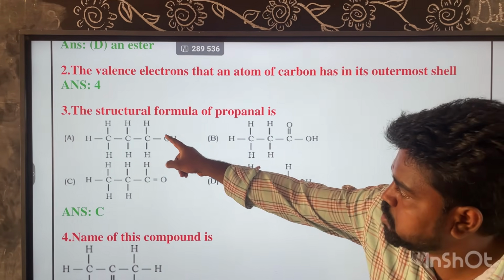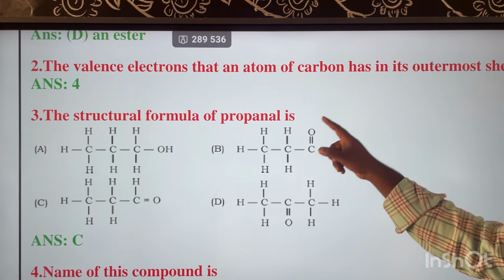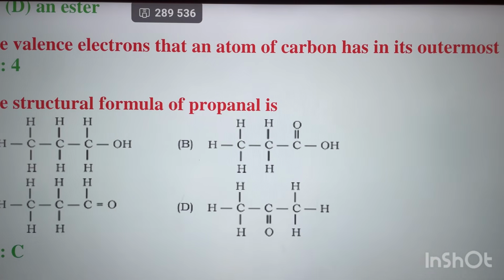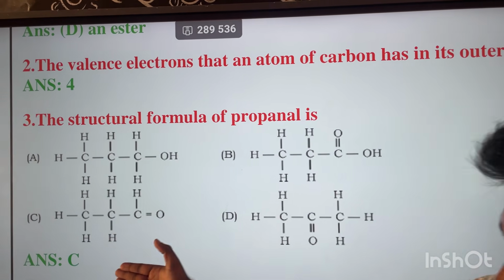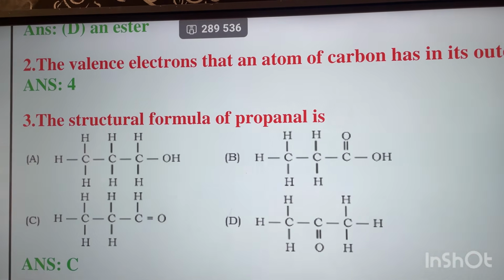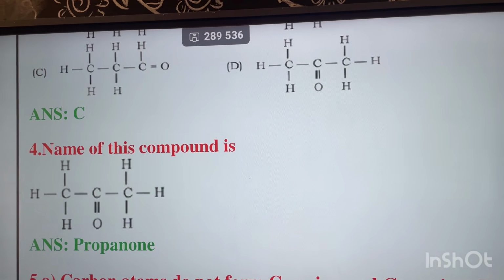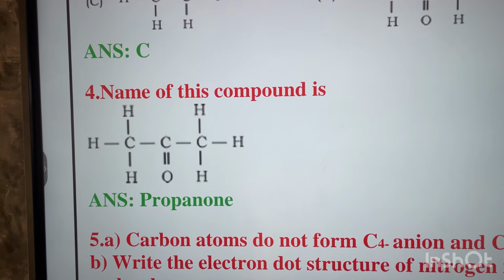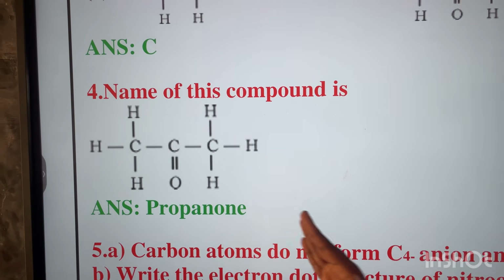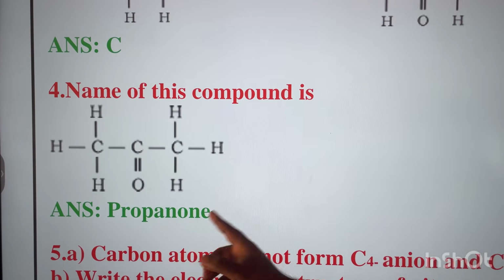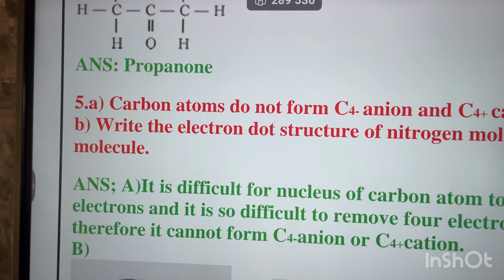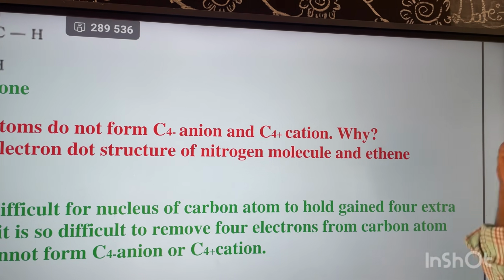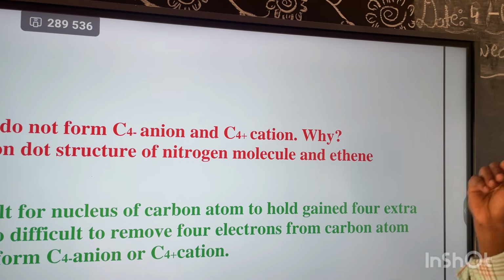Here, observe that OH means the alcohol group. COOH means the carboxylic group. CO means the keto group. Here they are asking only for propanol. C is the correct answer. This is an aldehyde group. Next question, name of this compound. We observe this is a keto functional group. Keto means one in the last, propanone.